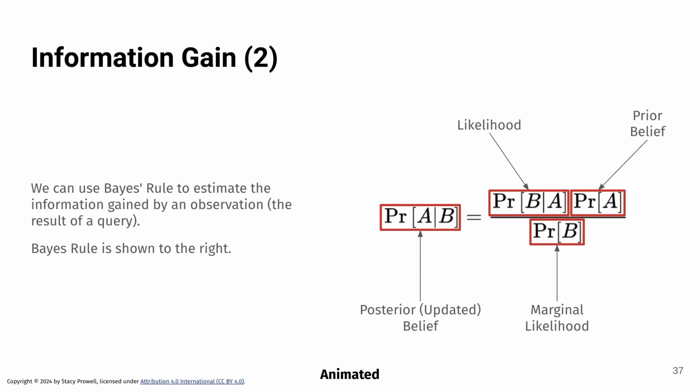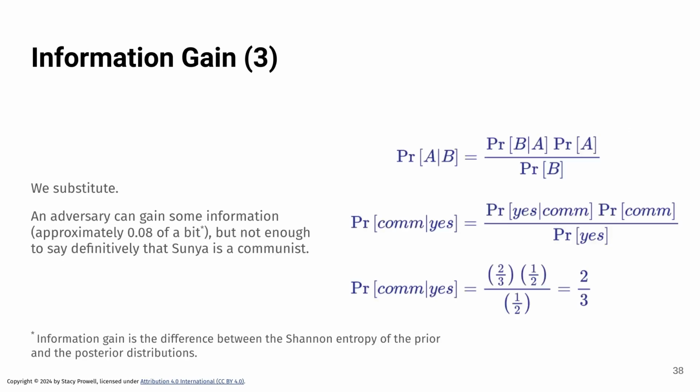So let's plug in, this is pretty abstract. Let's plug in the stuff that we've already looked at from a couple slides ago. And so our hypothesis is that Sunya is a communist. So we'll call that probability communist. Then we have the probability of observing the yes given that she's a communist. We divide that by the total probability of observing a yes, and that gives us the probability that she's a communist given that we observed the answer yes. And we plug everything in, we get 2/3.